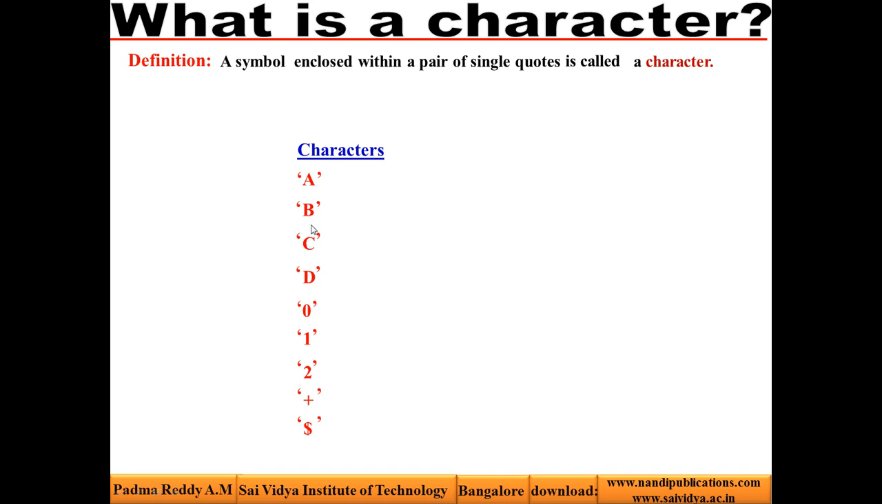Each and every character is associated with one integer value. Here I write: each character is associated with a unique value. For example, the character A is associated with the integer value 65. Character B is associated with the integer 66. Character C is associated with 67. Character D is associated with 68. The character 0 is associated with integer 48, 1 with 49, 2 with 50.